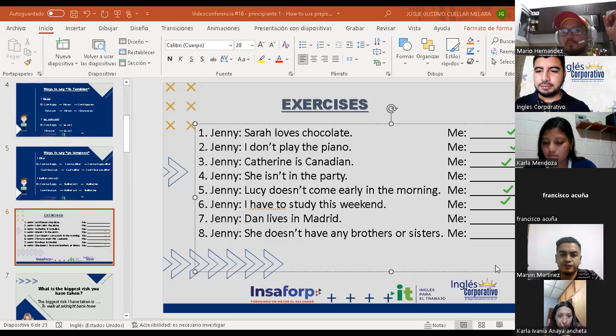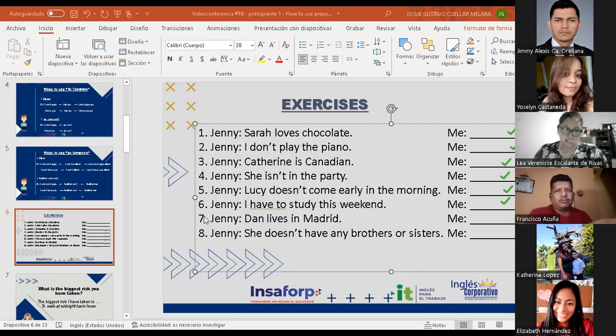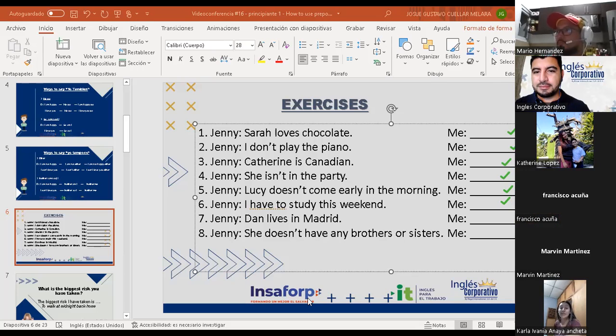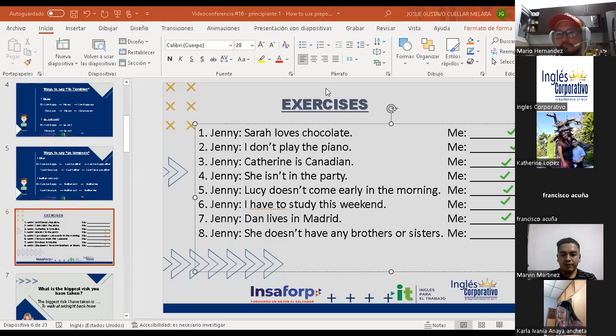Okay. Four, she is in the party. Neither am I. Yes, neither am I. Good, thank you. Very nice. Catherine and then Francisco. Dan lives in Madrid. So do I. Yes, nice. And Francisco, la última, Jenny. She doesn't have any brother or sister. Neither do I. Yes, neither do I.